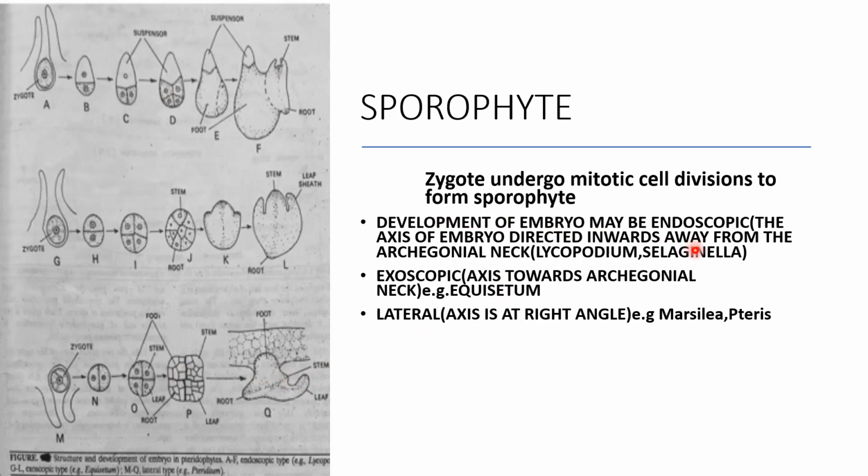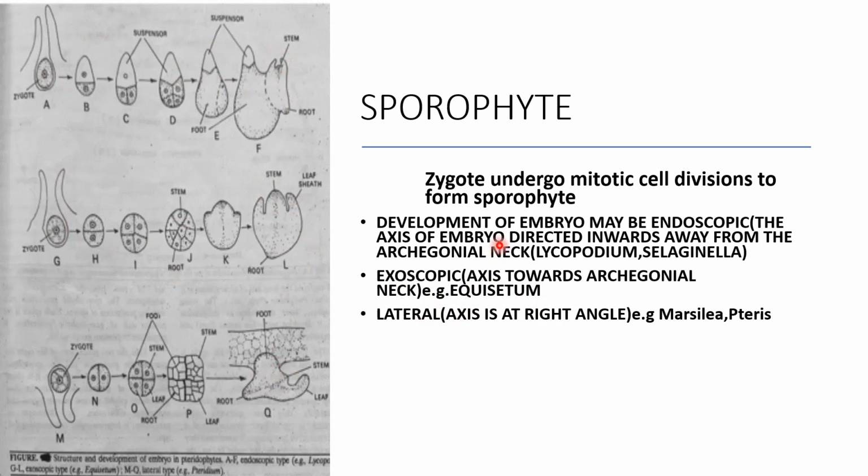So this is called endoscopic. If the axis of the embryo is directed inwards, away from the archegonial neck, like in the case of Lycopodium and Selaginella, this is called endoscopic. Now, if the axis is towards the archegonial neck, this is called exoscopic. Like, if the development of the stem is on the lower side, this is endoscopic, and if it is on the upper side, like here, this is exoscopic, and if it is attached at a right angle, then it is called lateral.